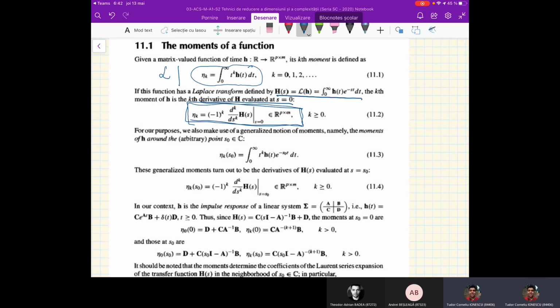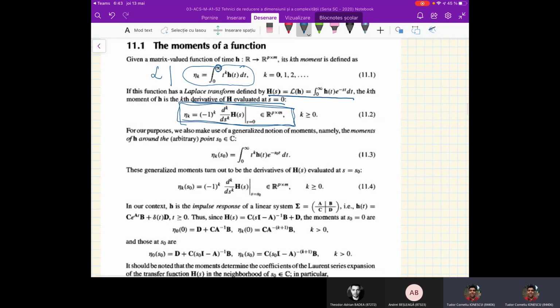For our purposes, we make use of a generalized notion of moments, namely the moments of h around any arbitrary point s0. This is to infinity for Markov parameters, and this is, oh no, sorry, this is to 0 here, because you have no exponential. But here you can have the generalized moment at any point, and you get this definition of a moment.